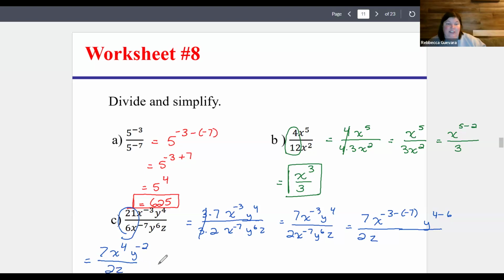2z. So occasionally this happens. We'll be simplifying the number that we used our quotient rule to find, and it's going to have a negative exponent. So all I have to do is just move that down here. So that's 7x to the 4th over 2zy squared.